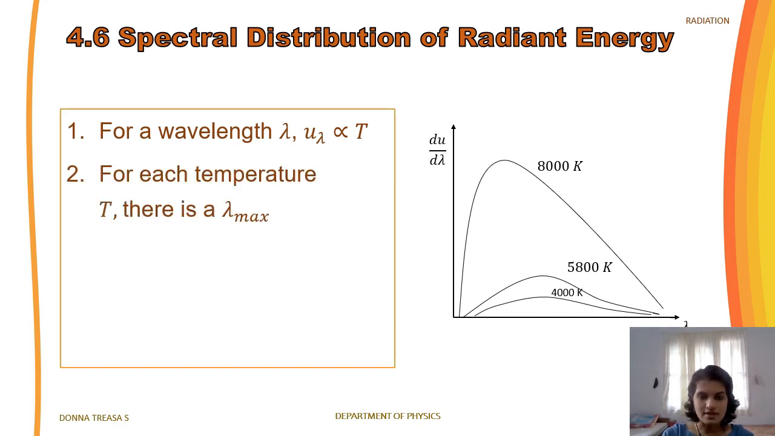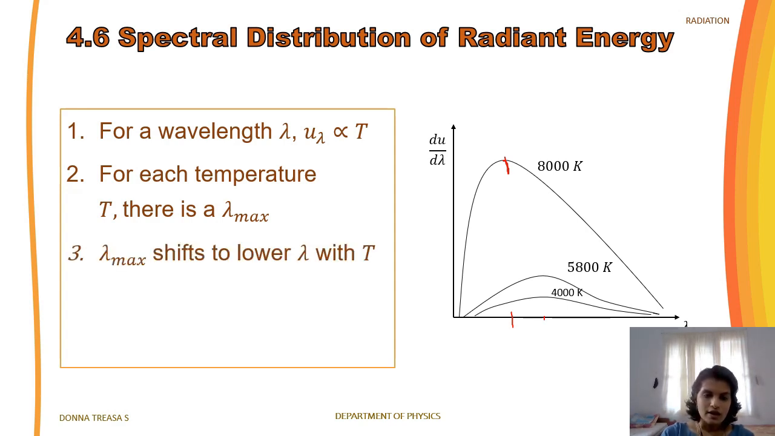Now, the second one is that for each temperature T, there is a lambda max. You can see from the graph here, for 8000 Kelvin, the value of du by d lambda is maximum here. The peak is here. So this corresponds to a wavelength somewhere here, and this wavelength is known as lambda max. And for 5800 Kelvin, you have it somewhere like here, and for 4000 Kelvin also it is a different value. Third one, lambda max shifts to lower lambda with temperature. It is quite obvious from the graph here.